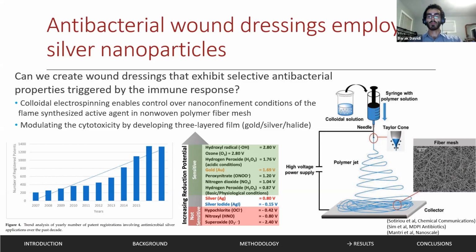Colloidal electrospinning enables control of the nanoconfinement conditions of the active agent in non-woven polymer meshes that can be employed as wound dressings. One potential method of modulating this cytotoxicity is by coupling the silver with gold, which serves as an electron source and prevents the oxidation of silver. In the presence of reactive oxidizing species, which are produced by the body's immune response, the silver is oxidized to silver cation and becomes cytotoxic. This can be achieved by creating wound dressings with metallically porous thin films or by coaxial electrospinning of these nanomaterials.